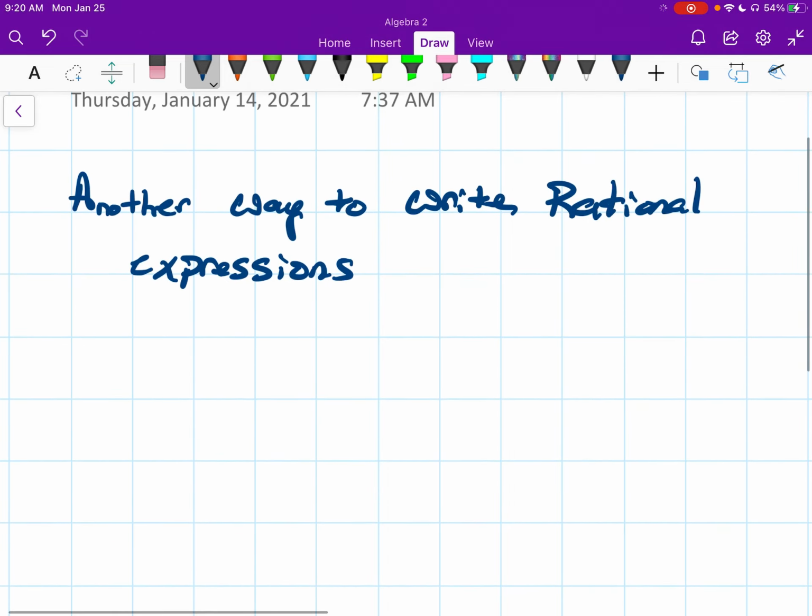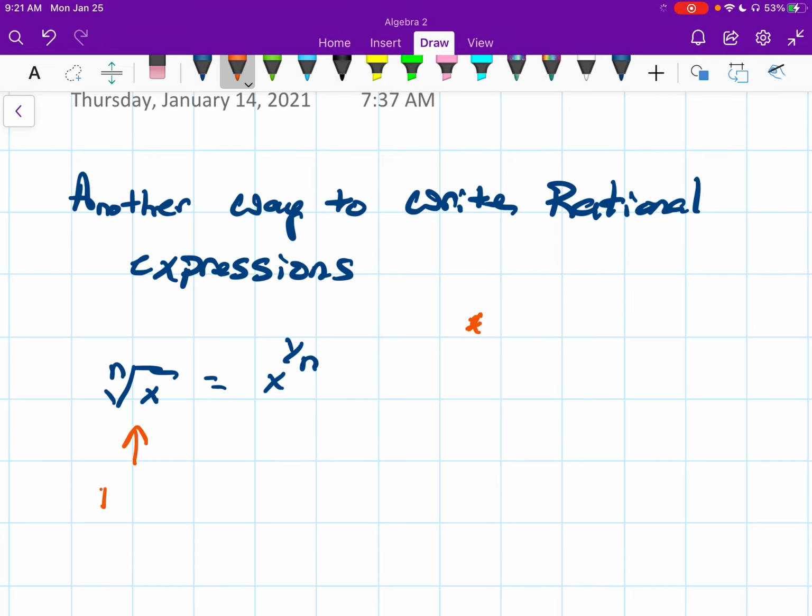So what we're going to use here is we're going to say, well, we'll say the nth root of x is equal to x to the 1 over n, right? So that n, that index, went into the denominator, okay? A note that we need to write here is that this is radical form, and this is exponential form.